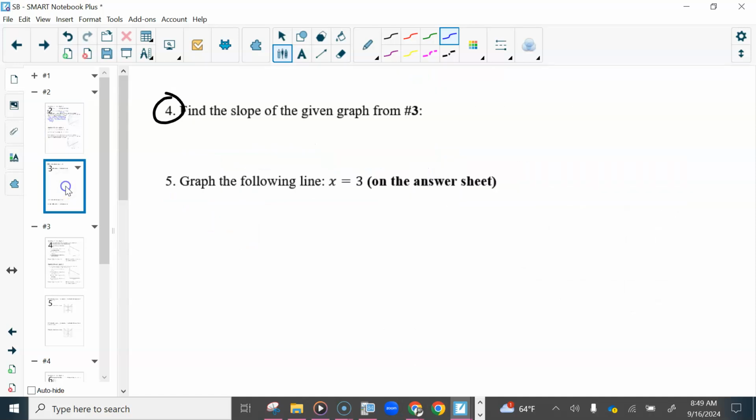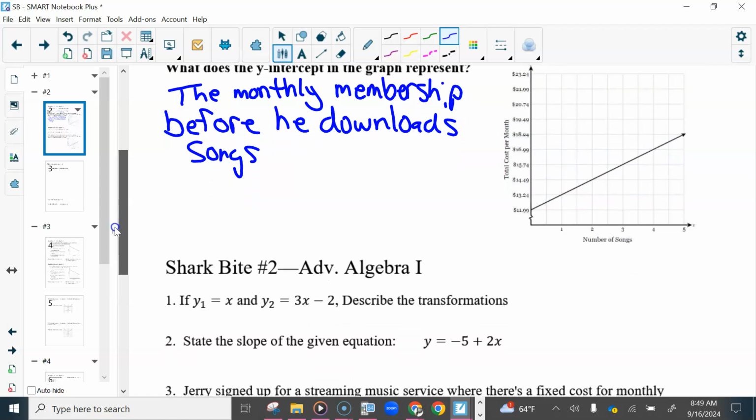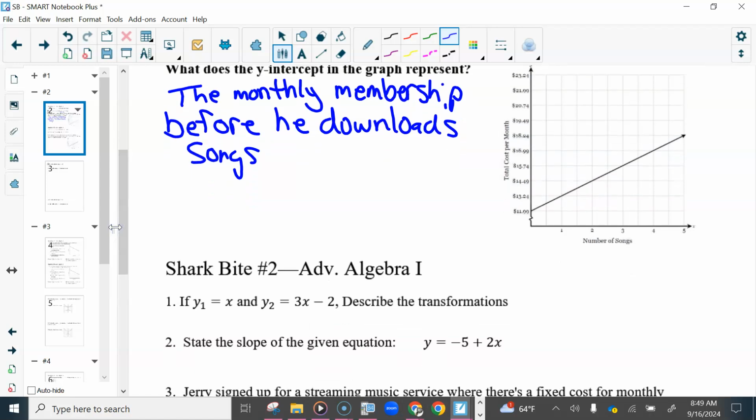And then number 4 asks, find the slope of the given graph from 3. So if we were finding the slope, we could look for 2 points. We could start at the y-intercept. That's a good place to start. And then any other point that falls on the grid line. So let's say I did this one. So we have 11.99 at 0, and at 1, 13.24.